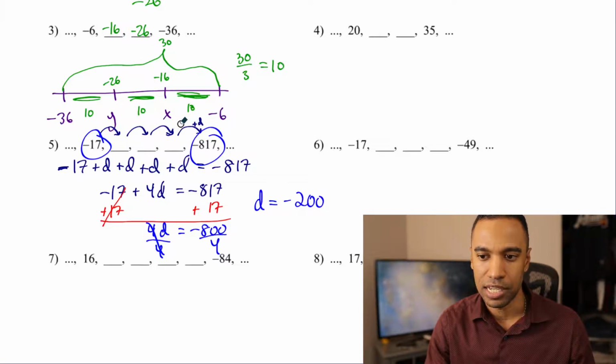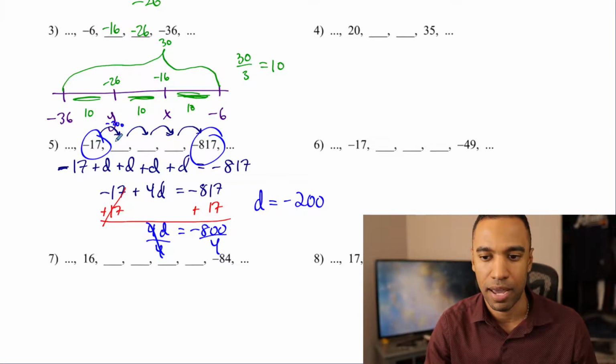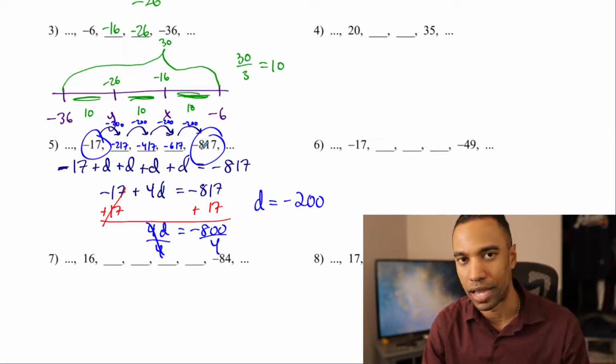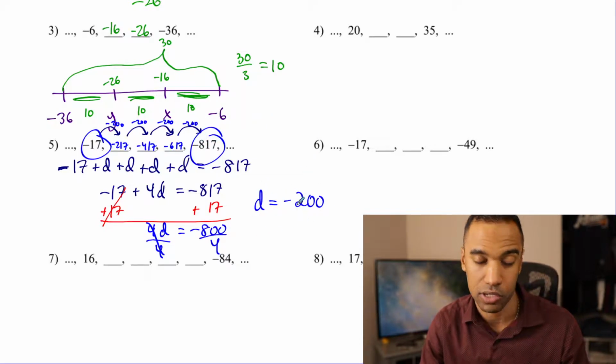Plus d, d is negative 200. Plus negative 200 is the same thing as minus 200. So if I do negative 17 minus 200, well, that's negative 217. Minus 200 again is negative 417, and it looks like minus 200 is negative 617. To confirm all that, minus another 200 does appear to be negative 817. You want to confirm that you landed on your last number as expected instead of just trusting your answer.